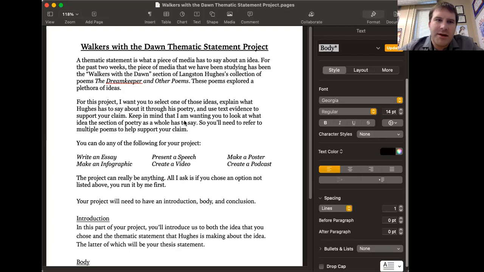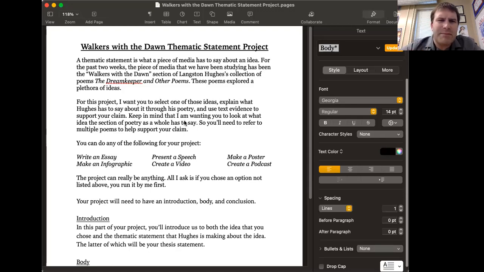Today, we're going to be talking about your thematic statement project, the project you're going to do to help wrap up this Langston Hughes unit that we have been studying for the past couple of weeks. So without further ado, here's what I want you to do. The Walkers of the Dawn thematic statement project. A thematic statement is what a piece of media has to say about an idea.